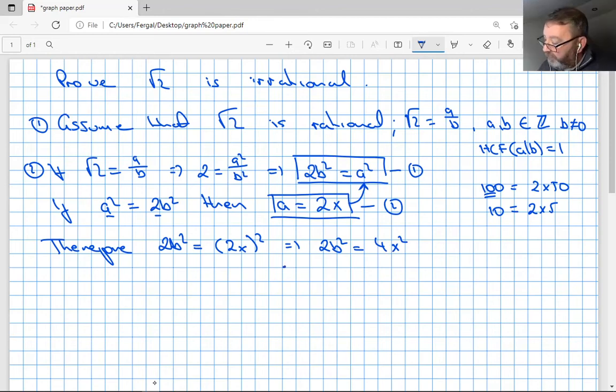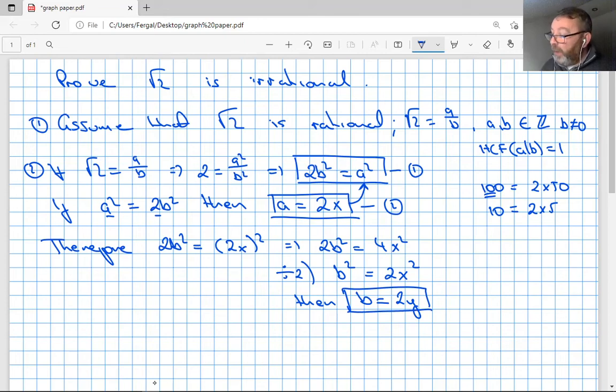And then you can divide both sides by 2, just normal algebraic processes. b squared is equal to 2x squared. So what's that telling me? This is now telling me that b squared is a multiple of 2. Now, if b squared is a multiple of 2, then b will be a multiple of 2, and it will be a different multiple of 2. So therefore, if b squared is equal to a multiple of 2, then b is going to be a multiple of 2 also, albeit a different multiple of 2, so we just call that 2y. And there's your second result.